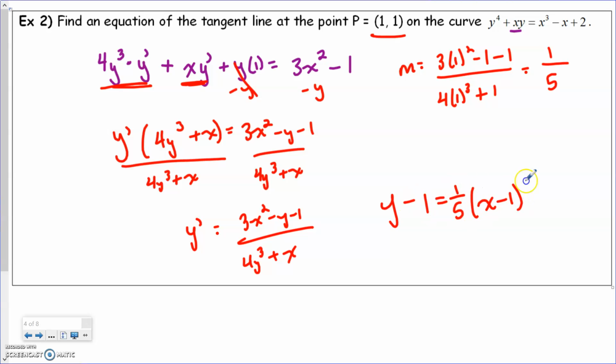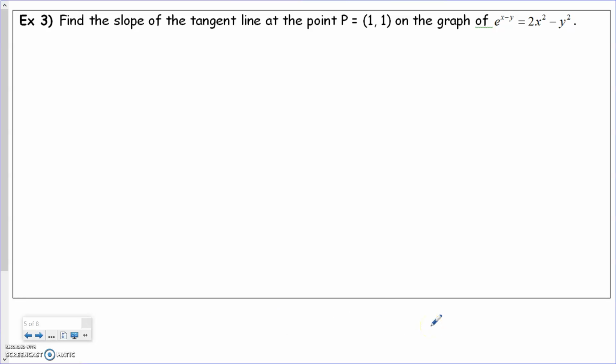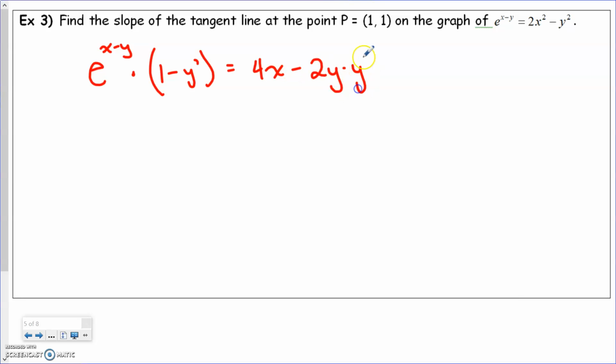And you are good. Okay, rules are the same. If you're taking the derivative of a term that has y, just make sure you do the chain rule and multiply by y prime. Okay, next one. Same thing here. The derivative is going to be e to the x minus y times the derivative of that, which is 1 minus y prime. Okay, you don't have to use a product rule or anything there. Equals 4x minus 2y times y prime.